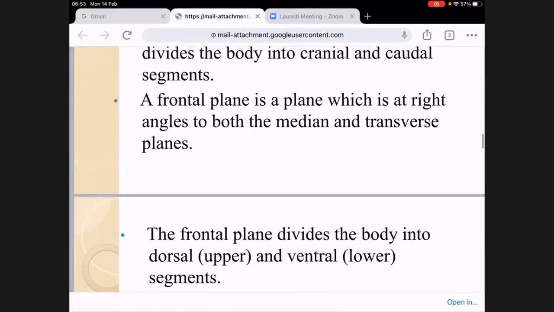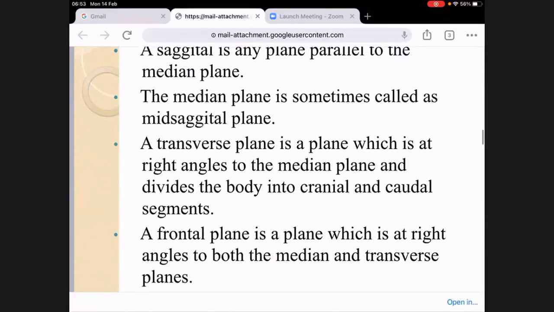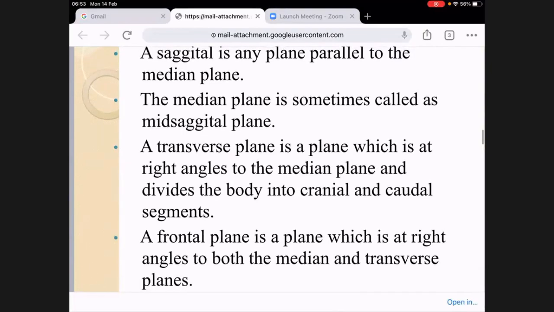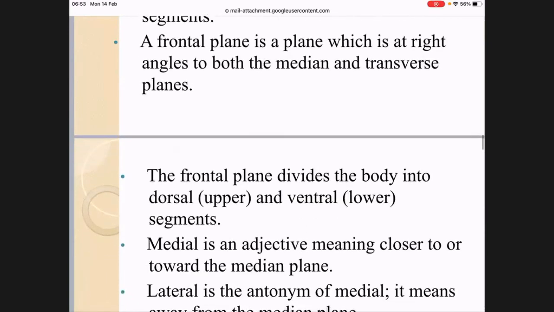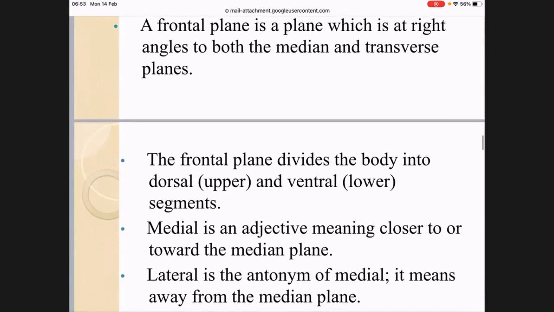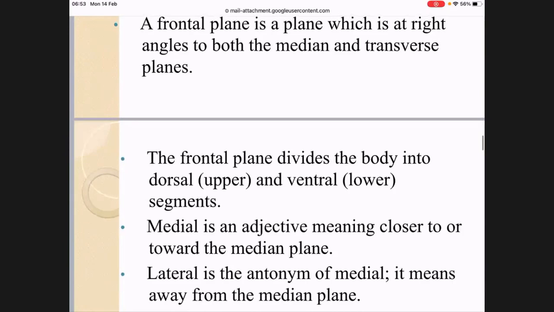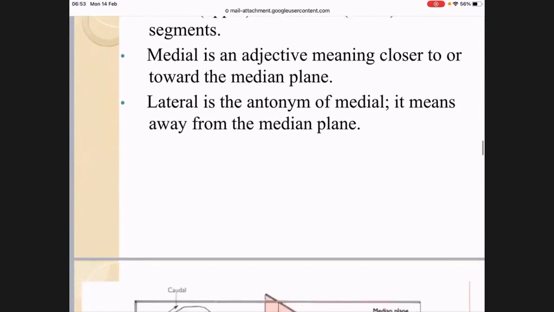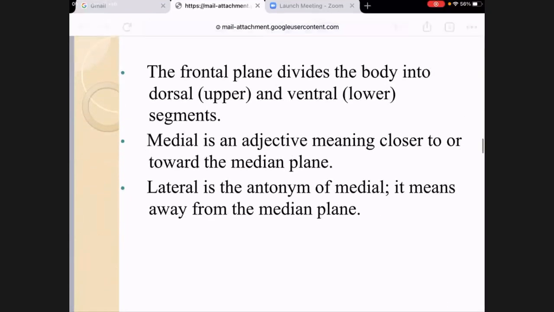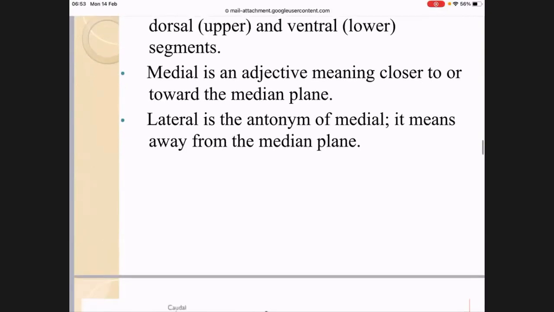The transverse plane is a plane at right angle to the median plane, which divides the body into cranial and caudal parts. The frontal plane is a plane at right angle to both median and transverse. The frontal, or dorsal, plane divides the body into upper and lower segments, as shown in the picture.